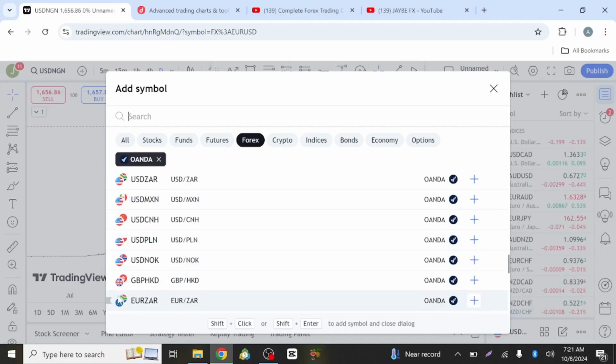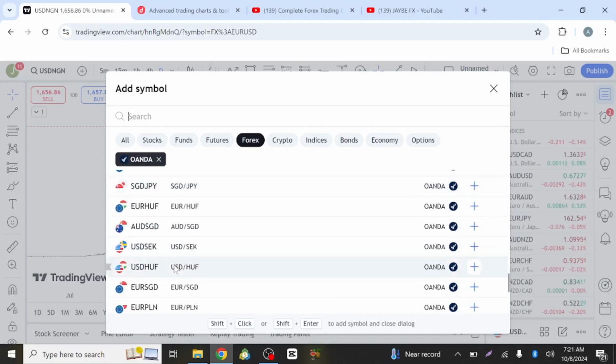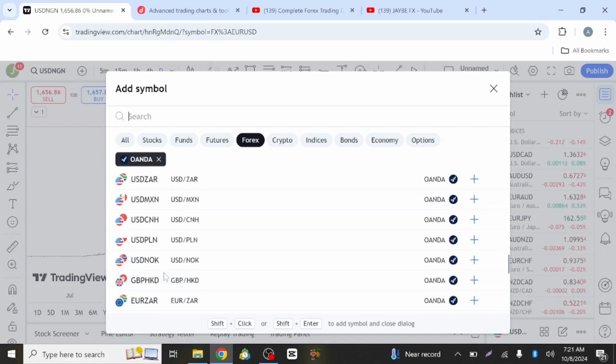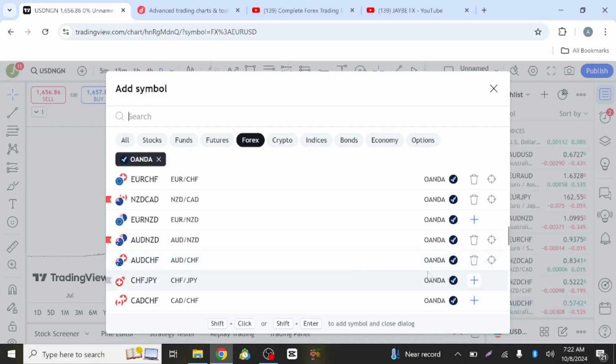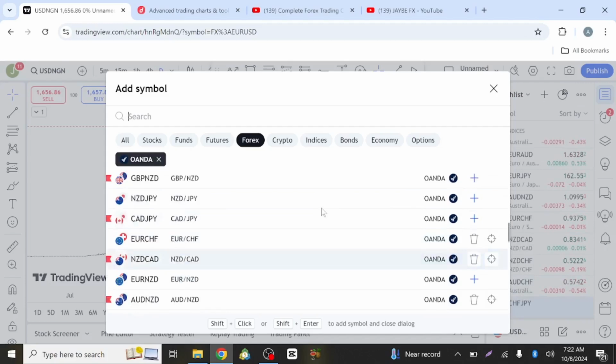Now, all these other currencies like Euro ZAR, you don't have to trade them. GBP HKD, you don't have to trade them. USD NOK, you don't have to trade them. All these are currencies you don't need to trade. Just leave them alone. Focus on the major ones that give you the best price action. So AUD CHF, let me put that on my list. CHF JPY, put that on my list.